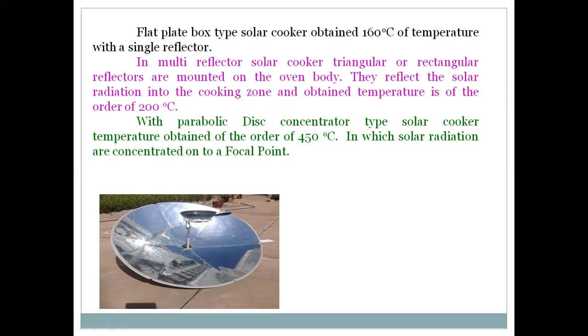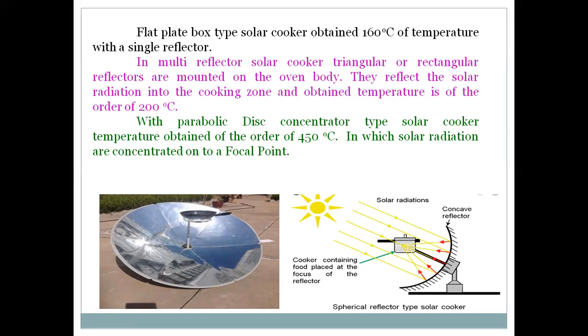Here the rays are reflected back, while in the magnifying glass, refraction occurs. At this cooking zone, the temperature is very, very high, so the cooking time is greatly reduced. So this is the block diagram of the parabolic disk type concentrator solar cooker.